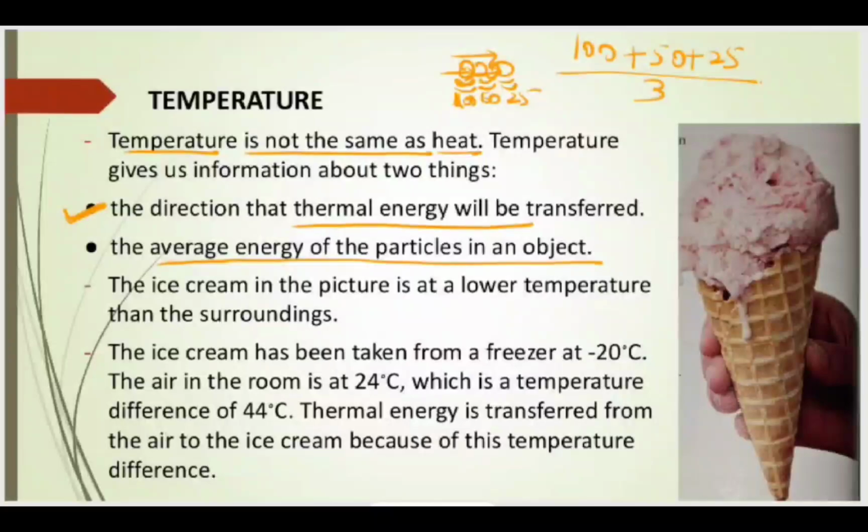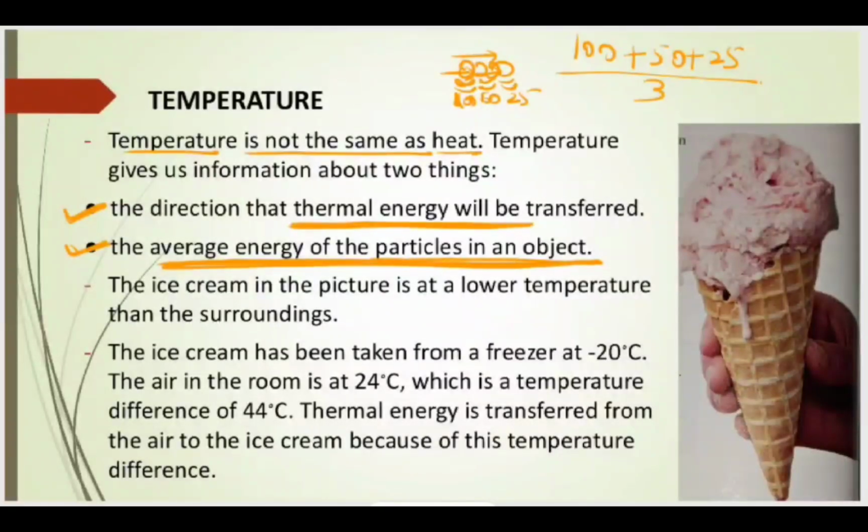So it's the average. What does the temperature tell us? The direction in which the thermal energy will be transferred and the average energy of the particles. I'll repeat: temperature tells us the direction that thermal energy will be transferred in, and it tells us the average energy of the particles.